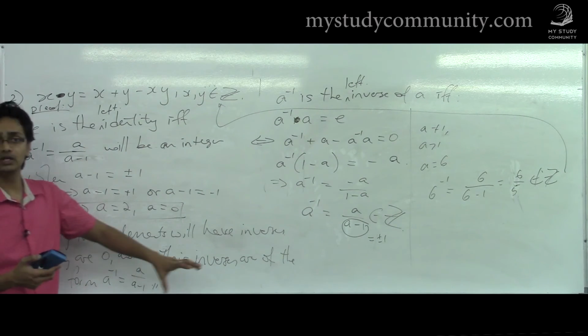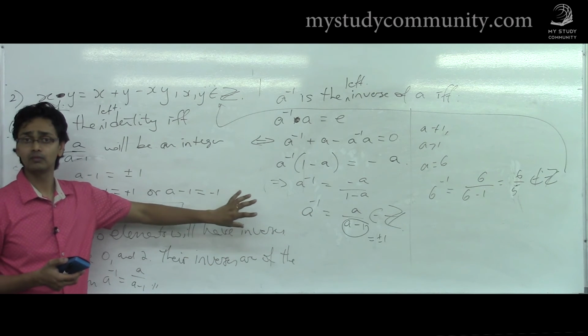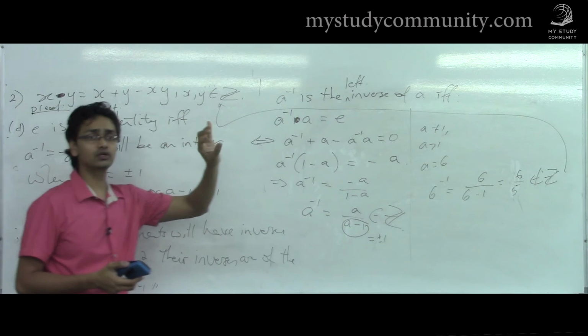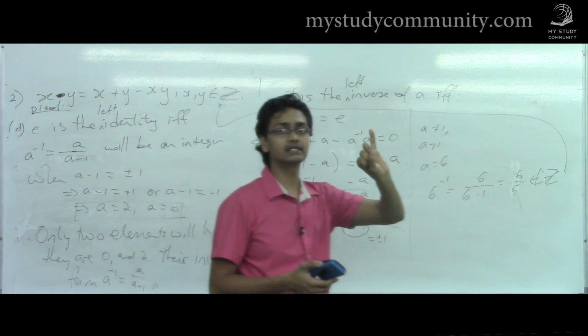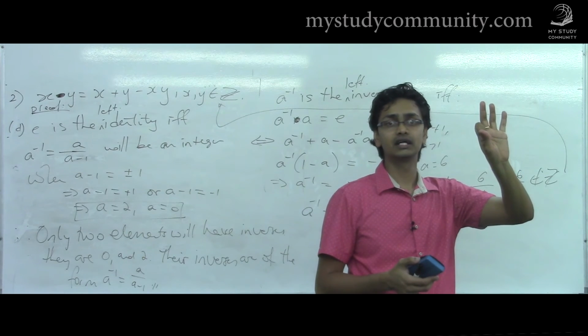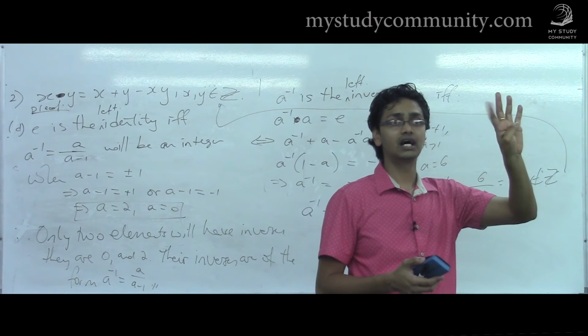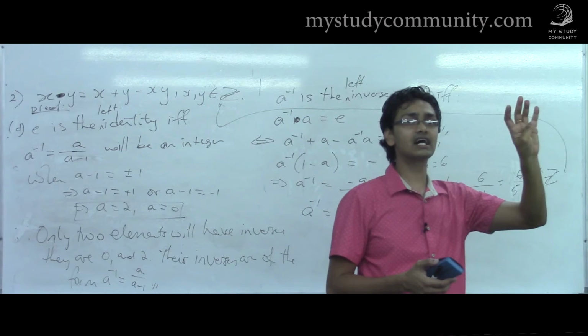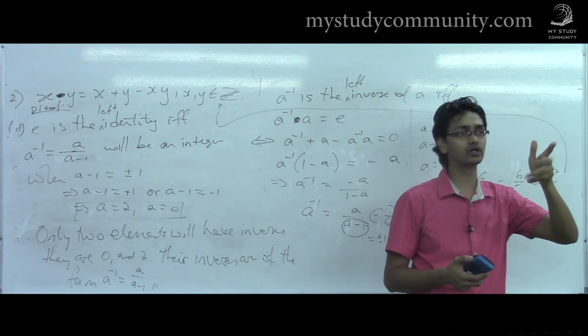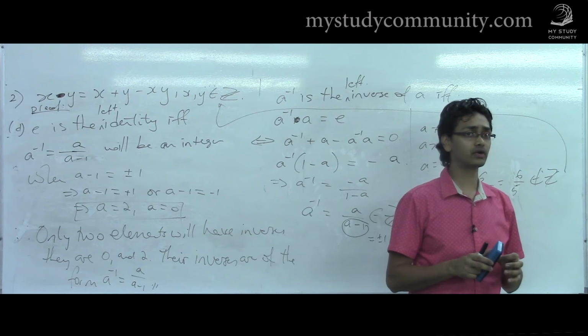So random question, will this form a group? Is it closed? Is it associative? Does it have an identity? Does it have inverses? Inverses has to work for all. So because only two elements have inverses, it would not form a group. You all follow?